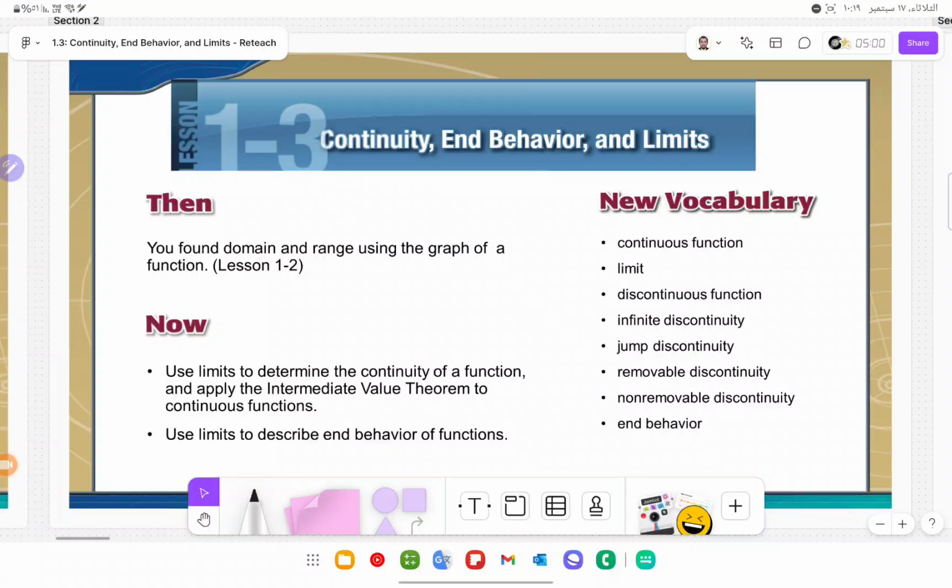Today we're going to learn about 1.3 continuity and end behavior and limits. This is a very nice, easy lesson. You can find it in the pre-calculus course. Okay, now let us start learning about the lesson.